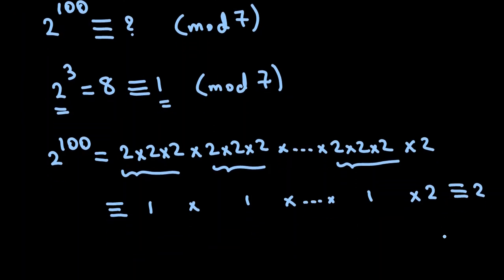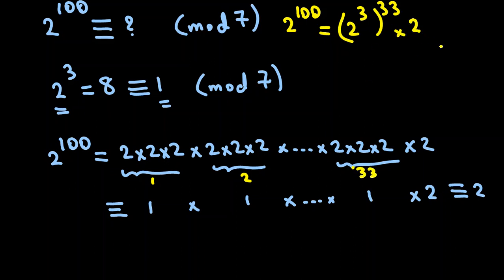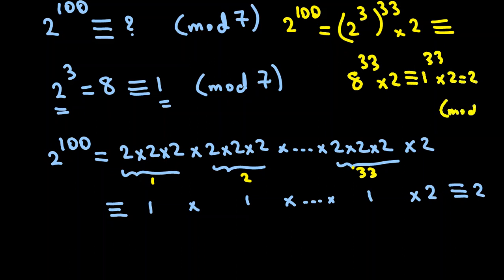So here, what have we done? If I want to write it professionally, I can say 2 to the power of 100 equals 2 cubed to the power of 33, times 2. Like here, it is the first part, second part, third part, up to the 33rd, times 2. If you consider mod 7, it will be 8 to the 33 times 2, and 8 is what? 1 to the 33 times 2, which is 2 mod 7.